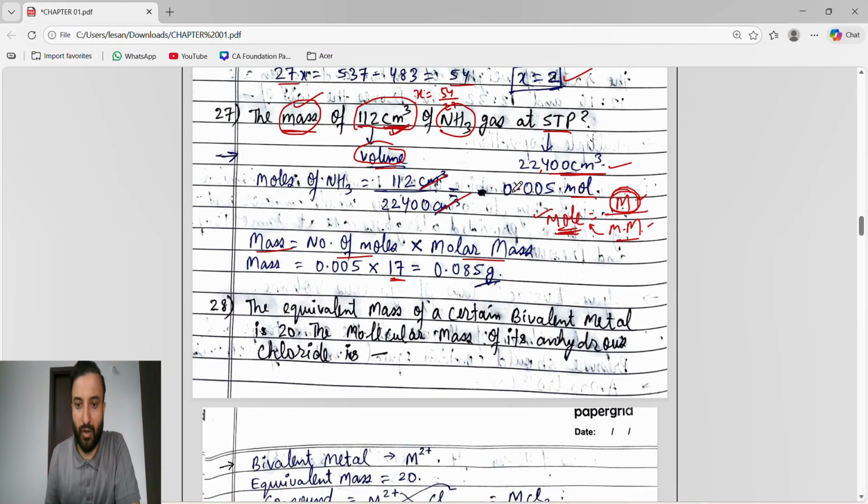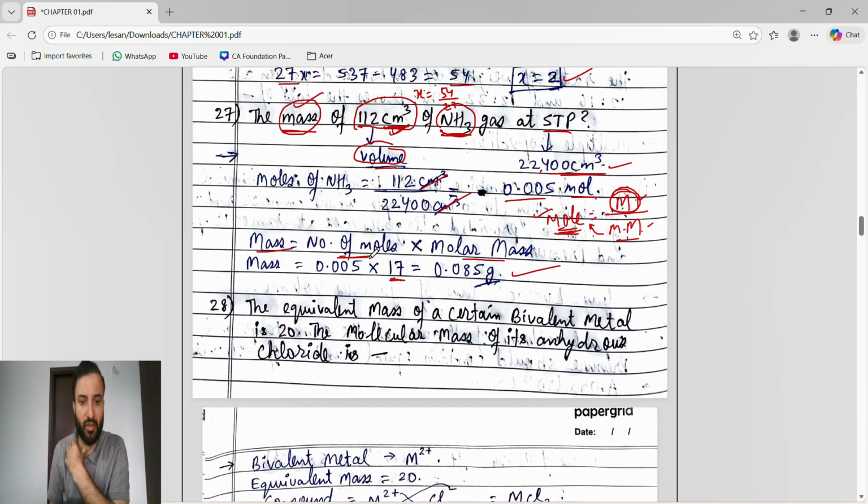Okay, so we get to know 0.005 mole. So mass is what? Number of mole into molar mass. The number of mole we know is 0.005, into the molar mass of what? We have the compound NH3, so molar mass of NH3 is 17. Once you multiply, you will get this much. So guys, whenever you have to find the mass you will use the same formula. Number of mole is equal to given mass by molar mass. So for finding the mass, what will happen? Number of mole into molar mass.